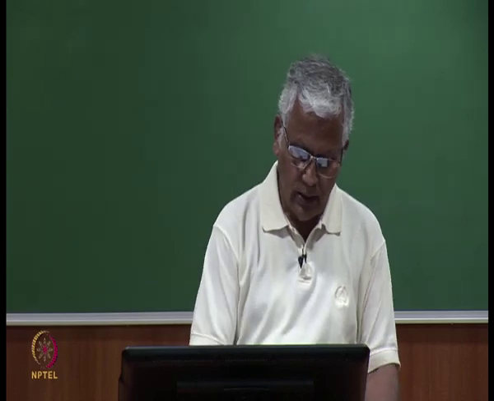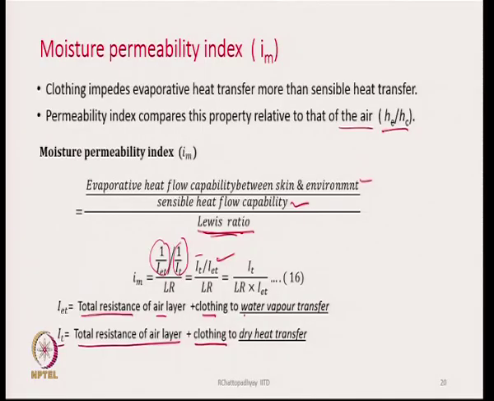So, I E T is the total resistance of the air layer and clothing to water vapor transfer, and I T is the same total resistance to dry heat, and the ratio of these two is I T by I E T. So, when the clothing is there, what is the ratio, and when the clothing is not there, what is the ratio? Lewis ratio is when there is no clothing between these two. So, this is the Lewis ratio, and this ratio I m therefore becomes I T by L r into I E T, just writing the same thing in a different manner.